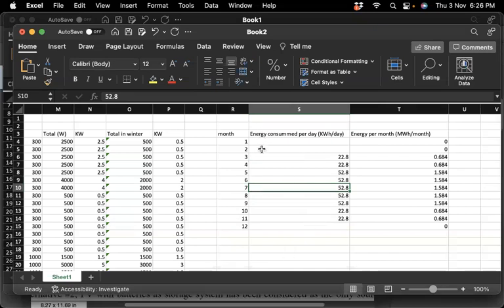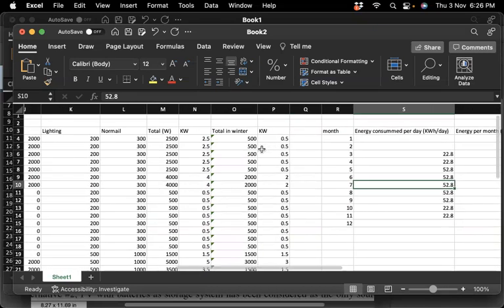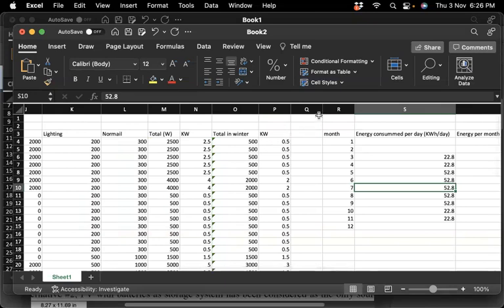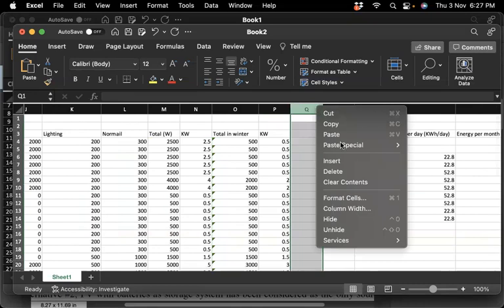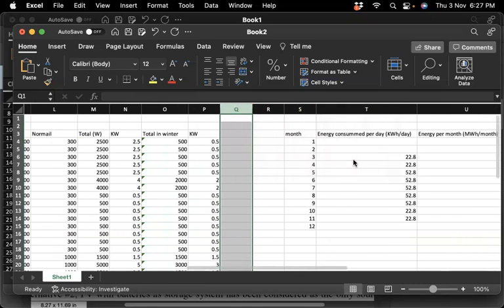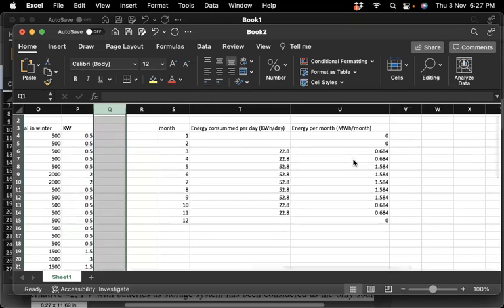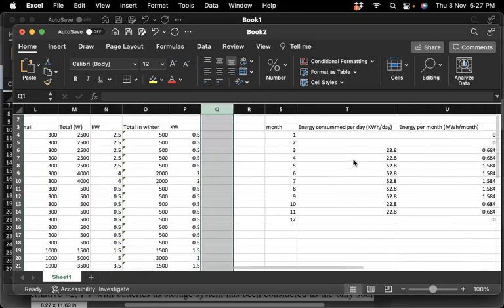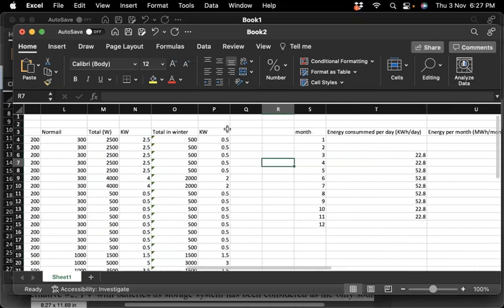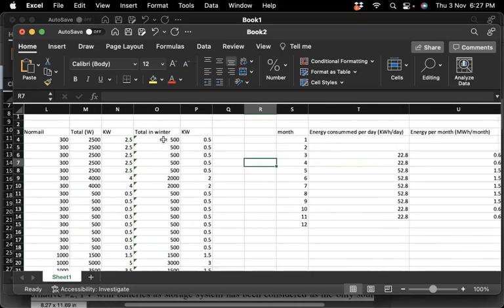So, and let's assume that in December, January and February, you are using more lighting than usual because, you know, in winter the day is shorter and the night is a bit longer. So let's say that here we will do another version for our loads during the winter with higher lighting usage. So I will say that it's the same as here, but with, for example, extra 300 watts for lighting. So this is total.